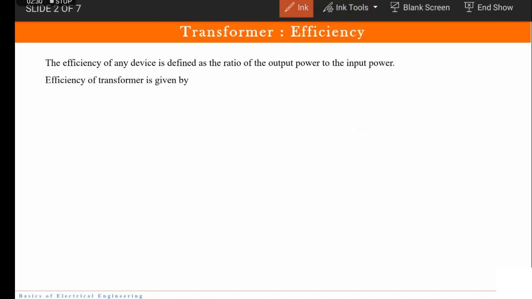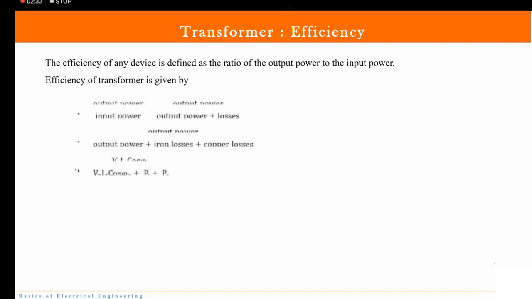Fine. So eta is given by output power upon input power. Input power can be replaced by output power plus losses. So my eta becomes output power upon output power plus iron loss plus copper loss. So eta will be represented by output power, which is V2I2 cos phi 2. That is output power. How do we represent output power? V2I2 into cos phi 2 divided by output power, V2I2 cos phi 2 plus iron losses and copper losses.